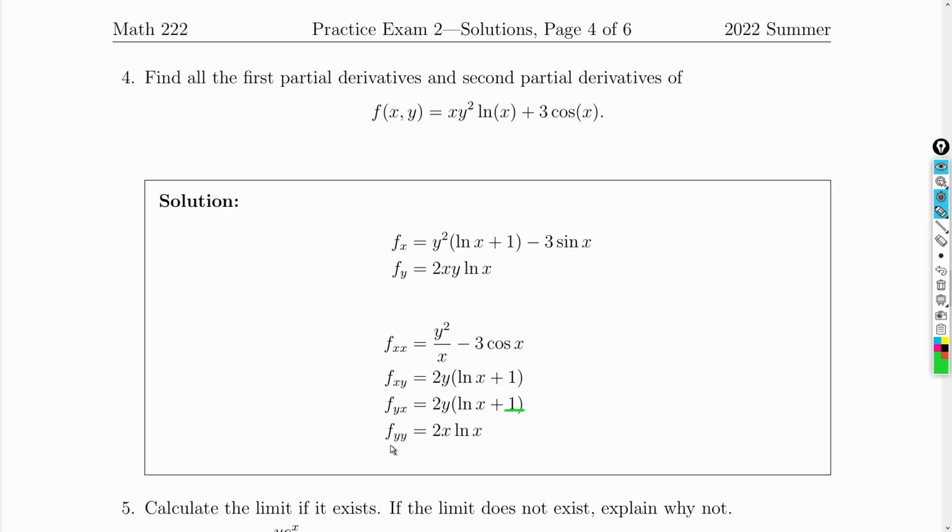And then for the derivative with respect to y of this, the 2x ln x is a constant with respect to differentiation by y. So we are only taking the derivative of the function y, which is just going to be 1, which gives us that. Okay.